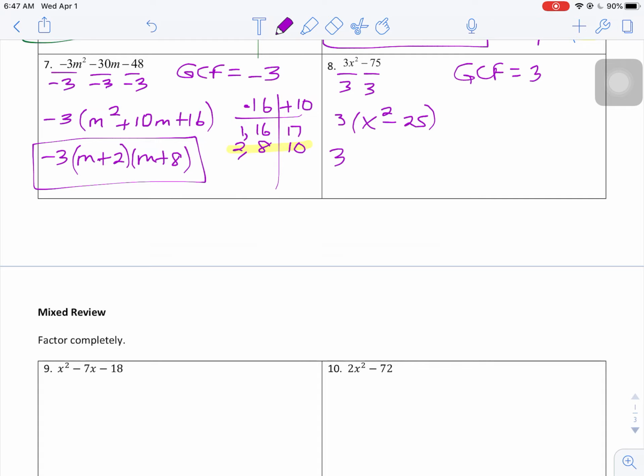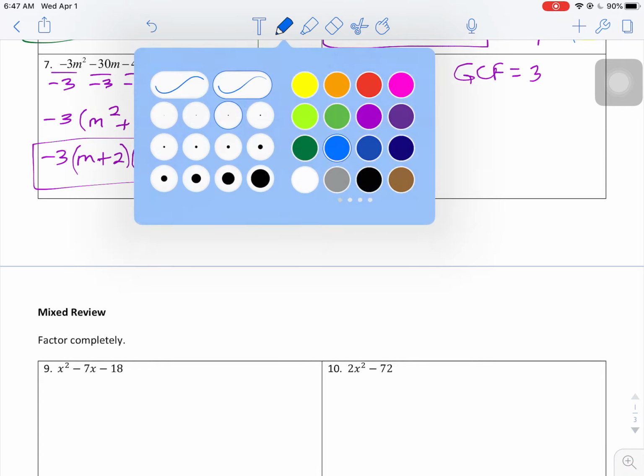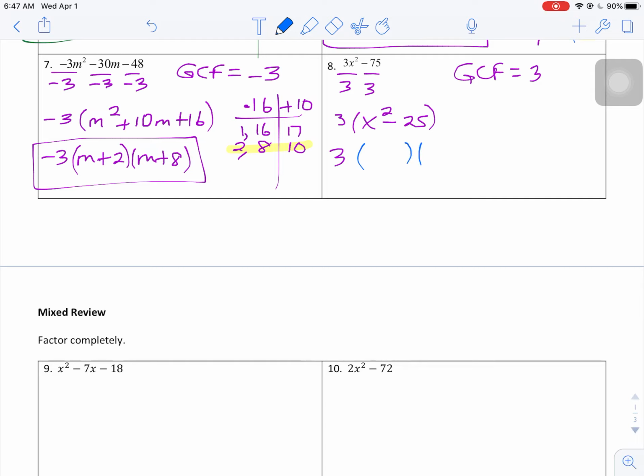So remember, difference of two perfect squares is the one where you want to take the square root of the first term and put that in the first slot. So square root of x squared is x. Take the square root of the second term, so the square root of 25 is 5. Put that in the second slot, and then make one positive, make one negative. Finish off the rest of the worksheet, and then check it with the rest of the video.